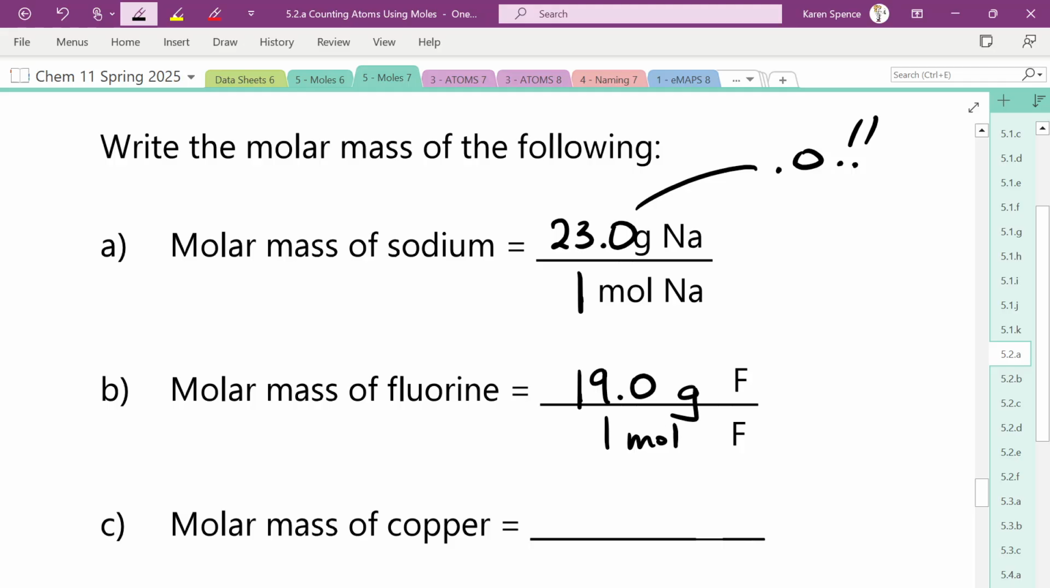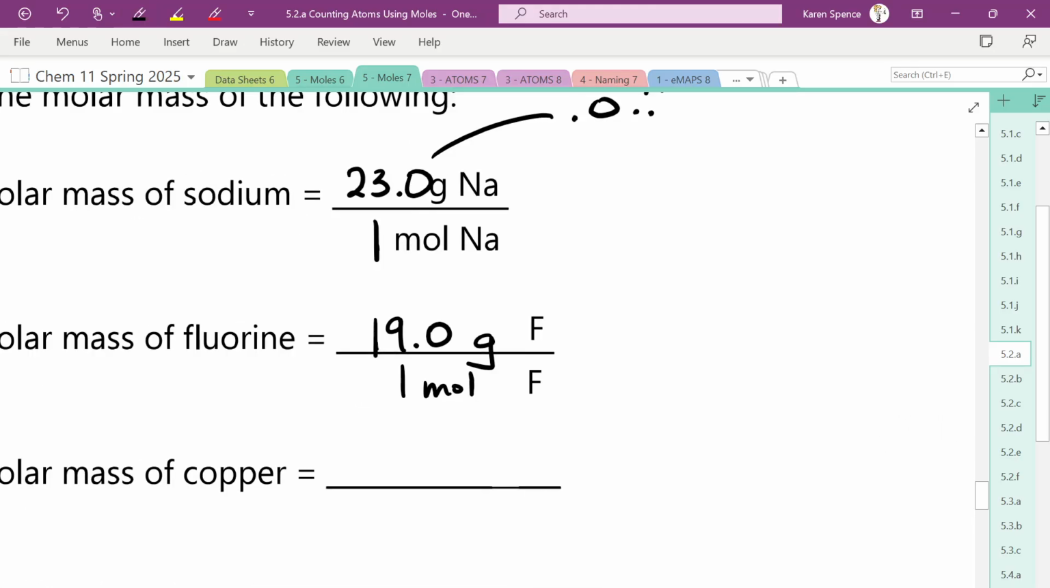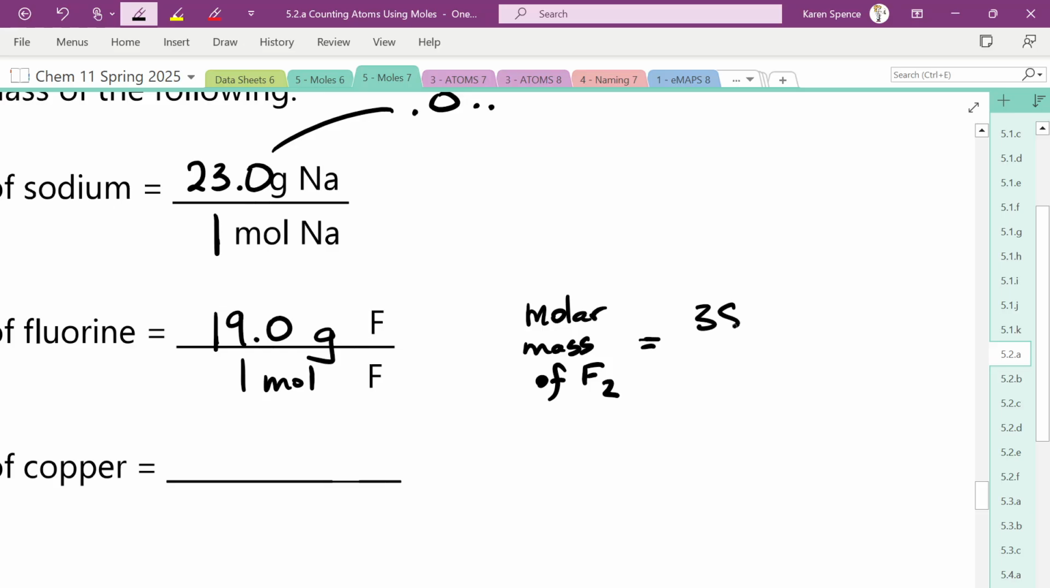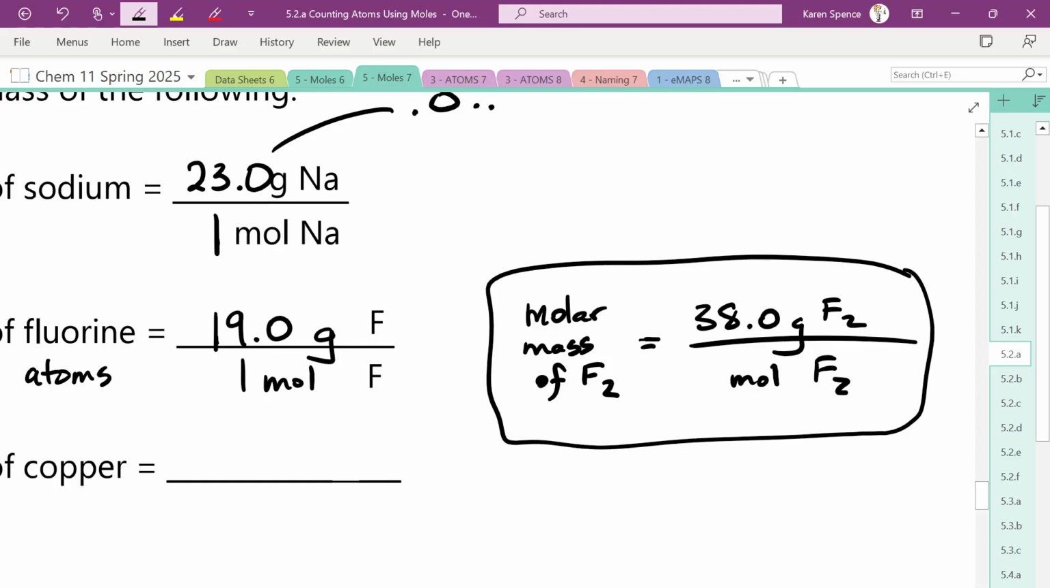Now, what if I said not fluorine? What is the molar mass of F2? That would be 38.0 grams of F2 per mole of F2. And actually, unless I say fluorine atoms, if I say fluorine is a diatomic, you would have to assume that it is diatomic and go with this one. Okay? That's the better answer. All right?